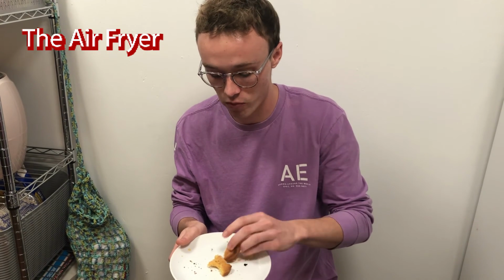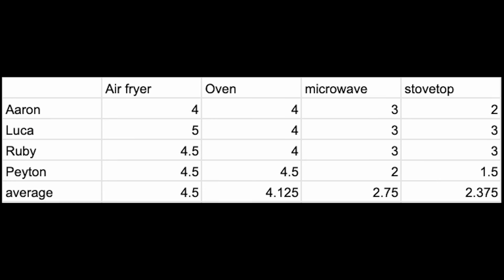Yeah. Here are all our individual and the average ratings from the taste test, and what we found was that the air fryer actually does make a better cookie than the oven.